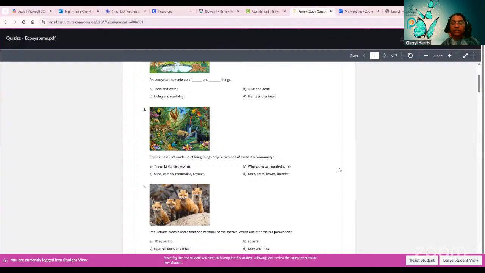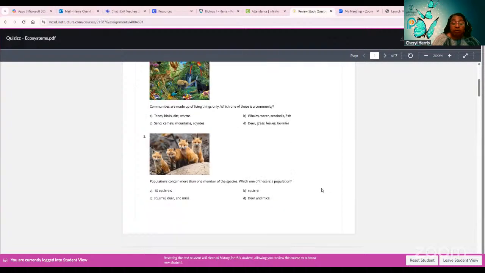Okay, Jacob says it's D. And you're right. All right, it is D. It is not A because A has dirt. Dirt is non-living. It is not B because B has water. C has the mountains, which is basically dirt. So D is the only one. And again, grass and leaves are living things. They are plants, so they count as living things. So don't let those kind of questions trip you up.